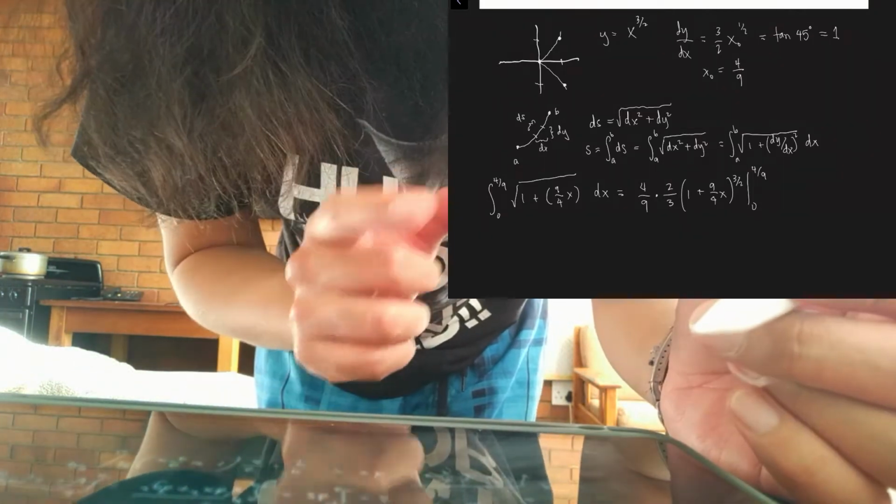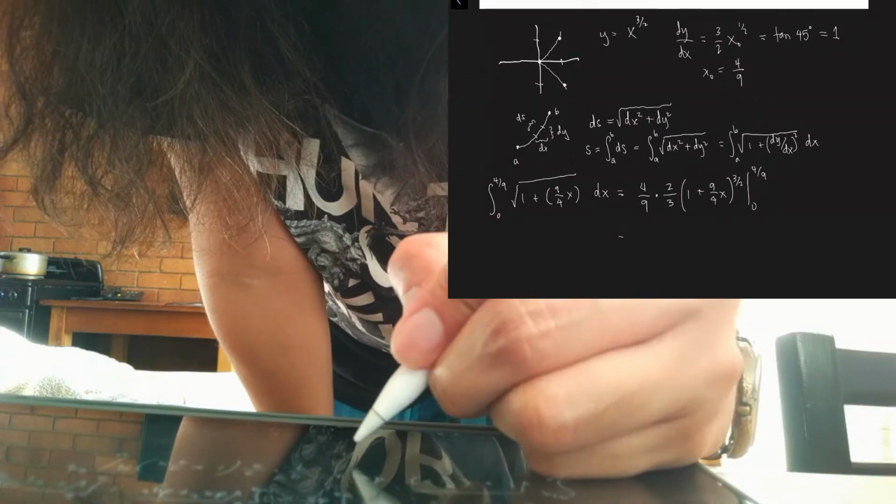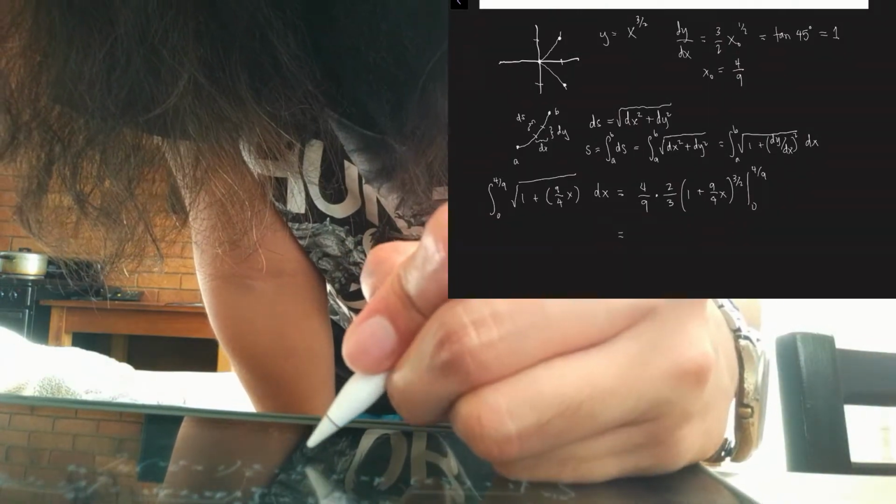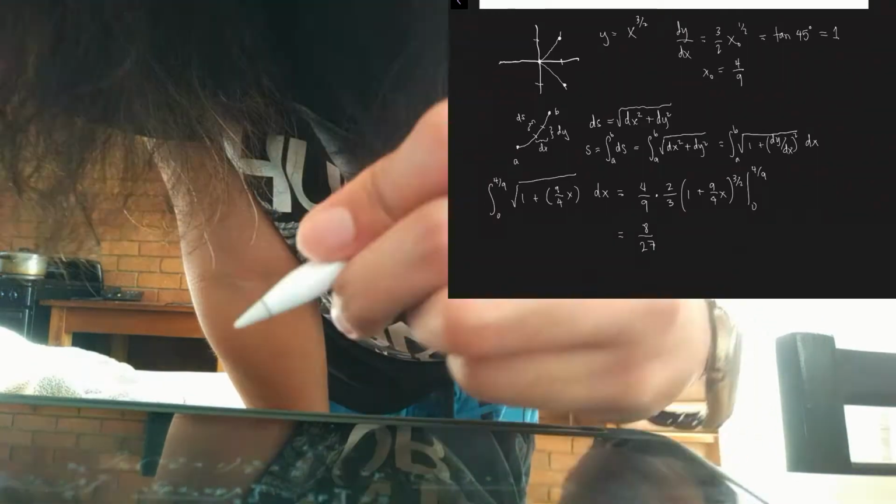But anyway, so we evaluate this. This is just mindless algebra. So this is just 8 over 27. We evaluate 4 over 9 first.